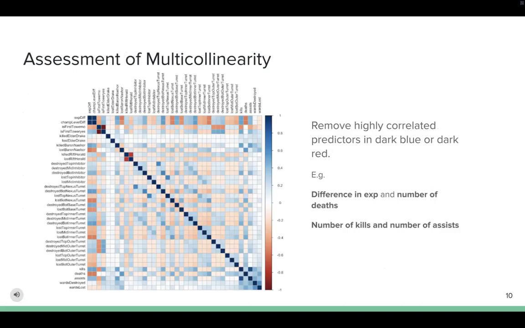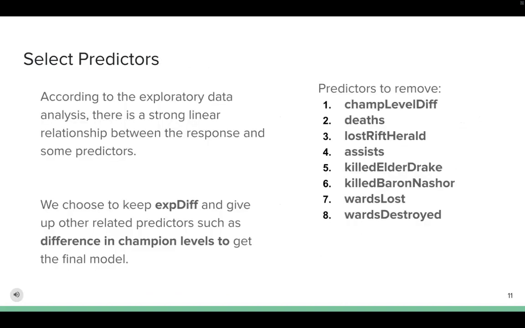We use both the correlation graph and the VIF to assess the multi-collinearity. We identify the highly correlated predictors using the dark colors on the correlation map. In order to solve the problem of multi-collinearity, we remove predictors and only keep the predictors with the most important features. For example, we choose to keep the difference of experience since it has a strong linear relationship with the response.